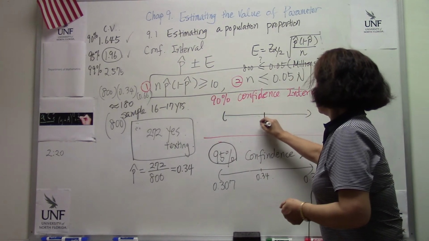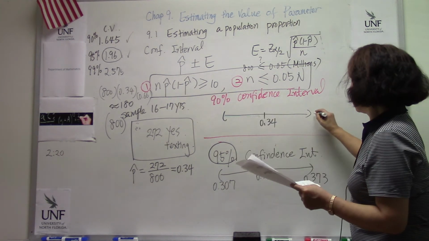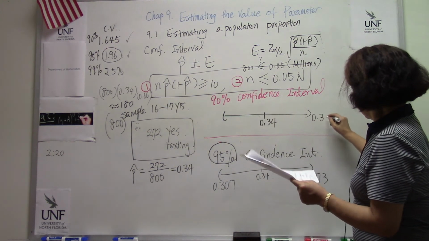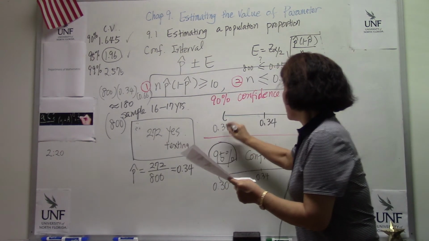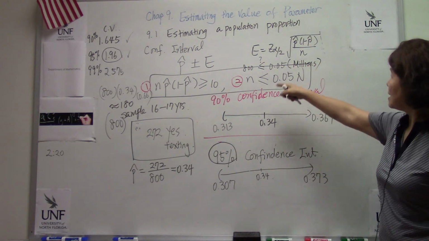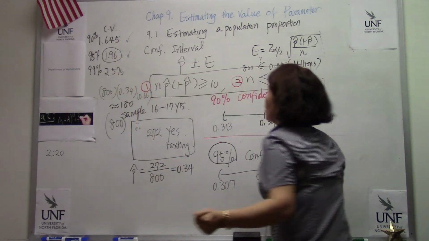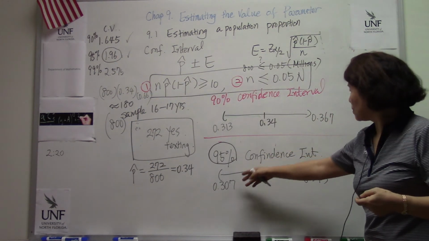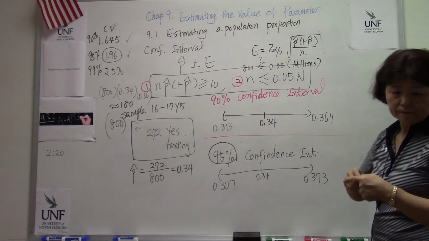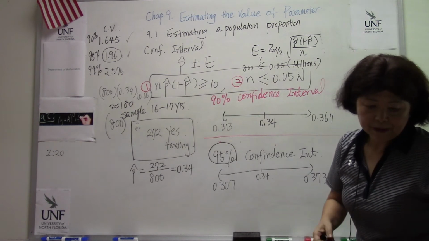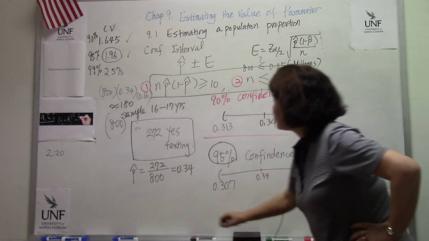Again, 0.34 is right in the middle, but when you do that, it's going to be 0.367 and 0.313. You use everything the same, just change this number from 1.96 to 1.645. Therefore, you are going to have a narrower interval. Narrower interval. So, how is it? Not too bad.